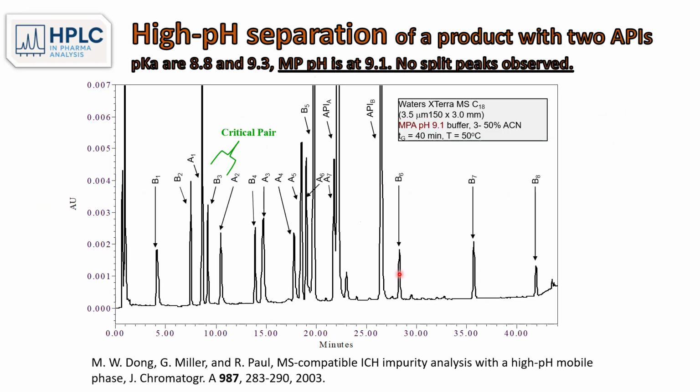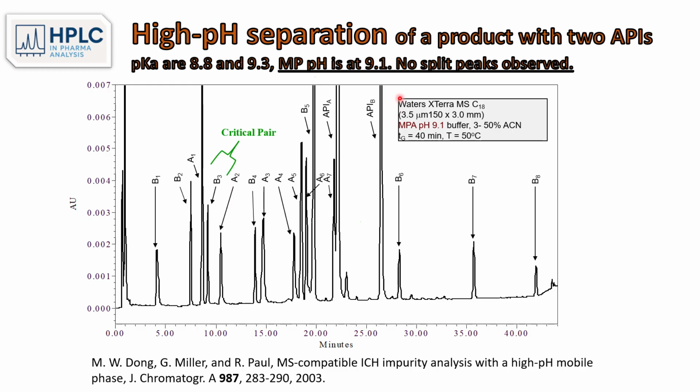Here is the actual separation using a retention marker solution containing the two APIs. One is the opioid agonist, the other one is an antagonist, and their respective process impurity and degradation product shown here. So it's a very complex separation. Obviously, using high pH, you need a special column which is high pH compatible.